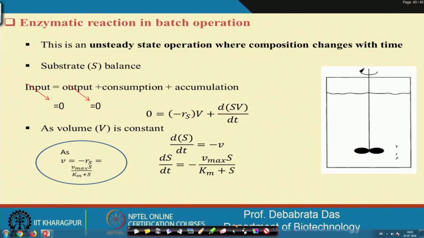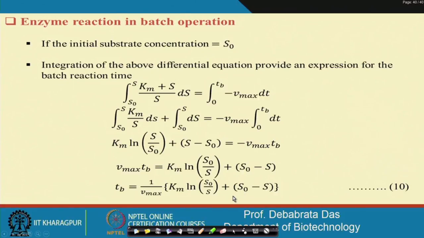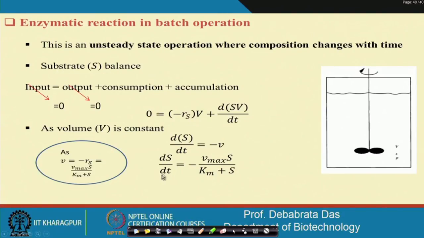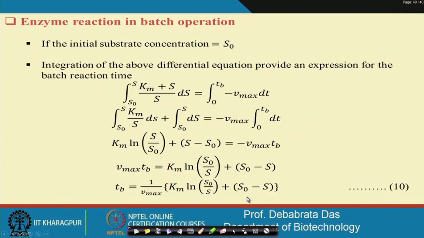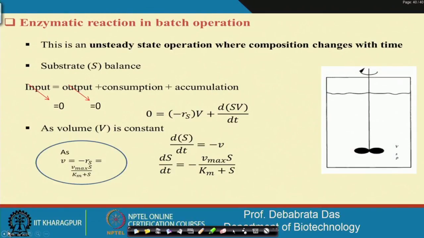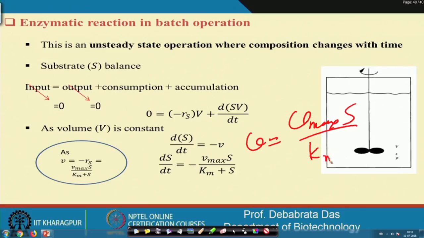Now, here you see how we analyze the system. We can write here: minus R_S times V equals d(SV) by dt. Am I right? Now, if you look at here, v equals V_max S over (Km plus S), am I right? Now, what we can do, this is equal to minus dS by dt.